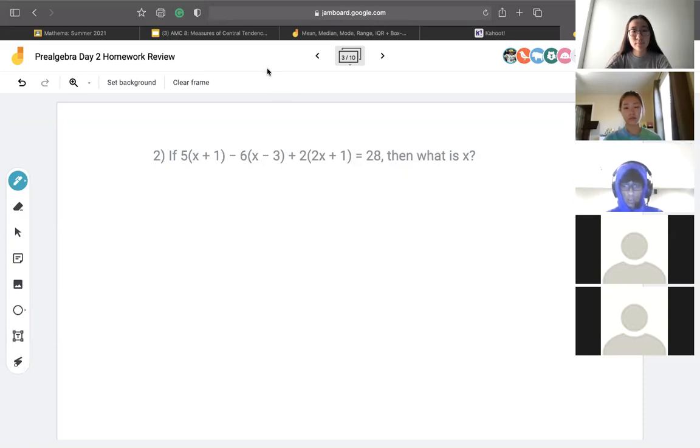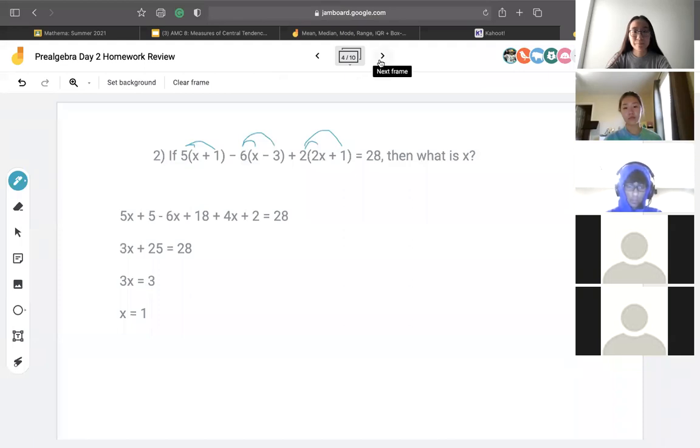I see an x is equal to 1. I see 2x equals 1s. Yeah, most people are saying x is going to be equal to 1, and that's right. So you just use the distributive property and you expand each of the quantities and then you simplify, giving you 3x plus 25 is going to be equal to 28. And then you subtract 25 from both sides to get 3x is equal to 3. And then you divide by 3 on both sides to get x is equal to 1. Okay.